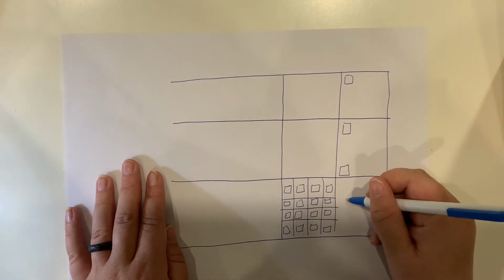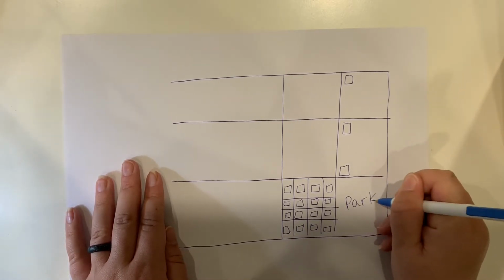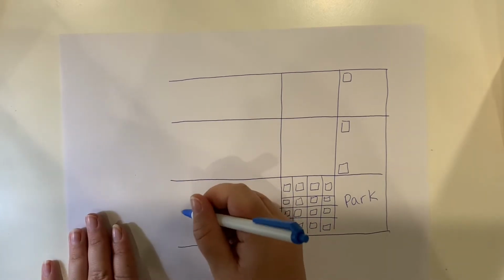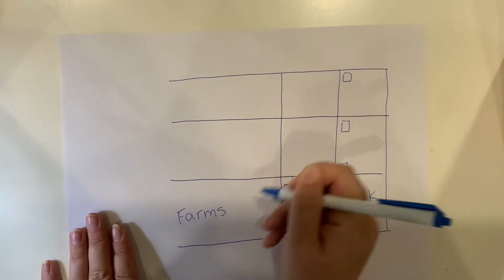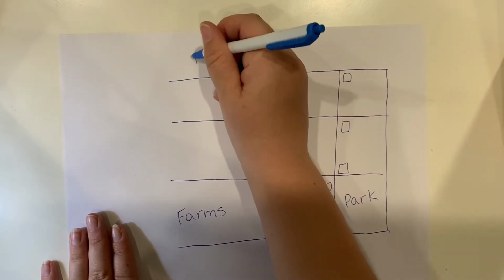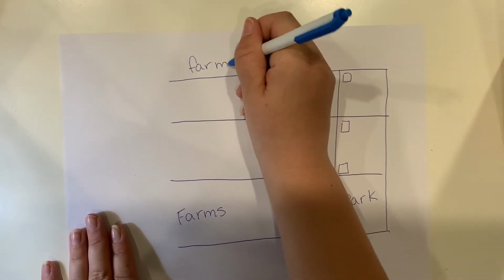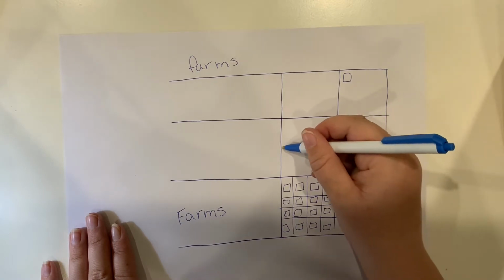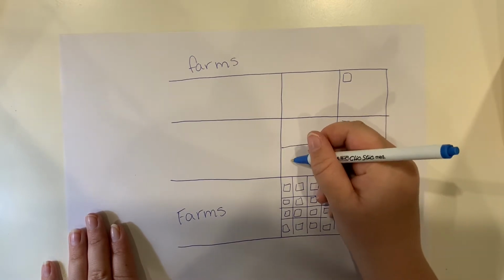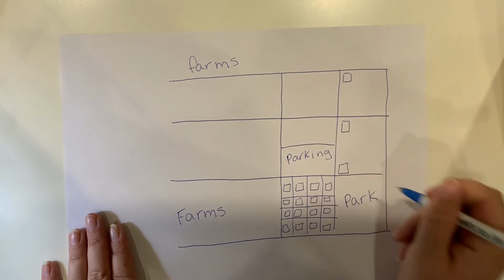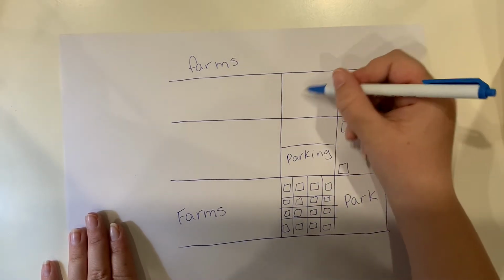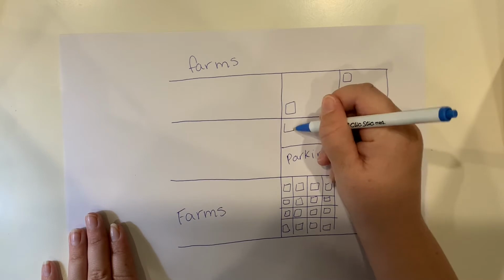Maybe this section is going to be a park. We're going to have some large farms. There's going to be maybe a big parking lot here. And some more houses.